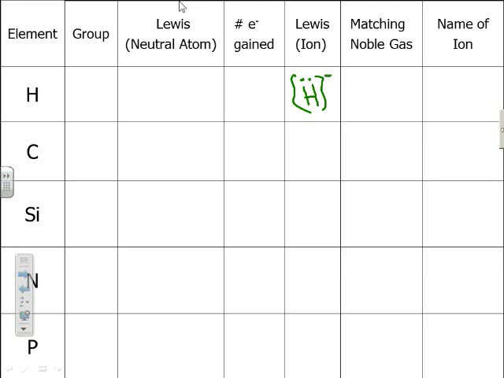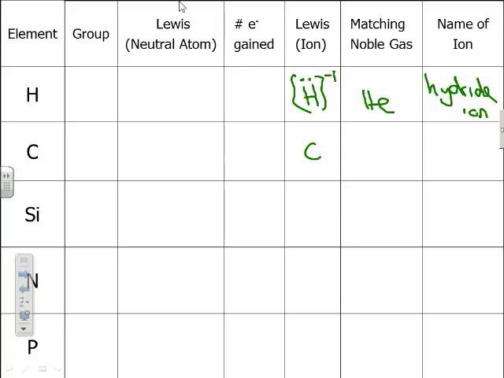Negative. No. How many did we gain? -1. This is He, and this is a hydride ion. Excellent. How many dots around my carbon ion? Which really isn't called a carbon ion. After it's an ion, how many dots?